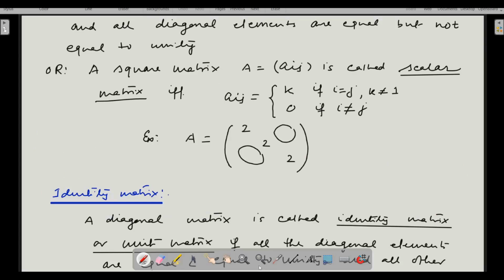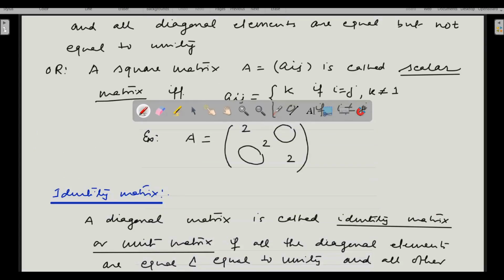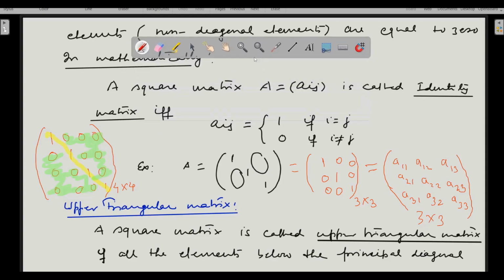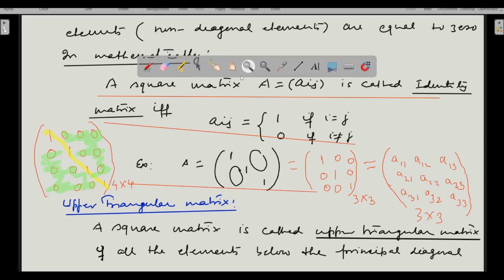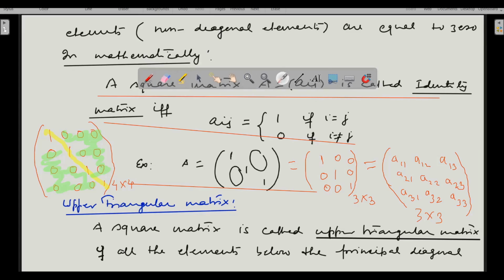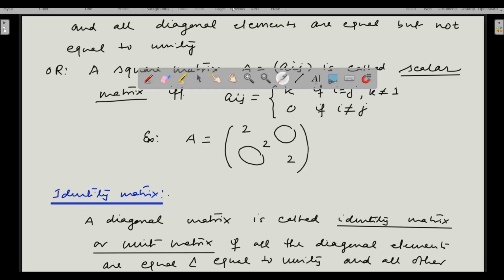So let us have a look at the definition in words. I have already told you the mathematical definition of identity matrix. But what about the definition in words? So for the definition in words, have a look. A diagonal matrix is called identity matrix.